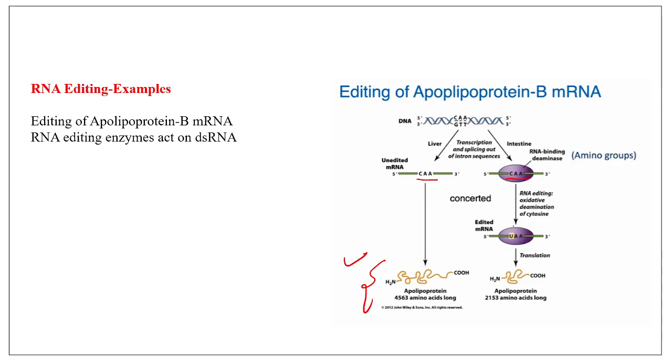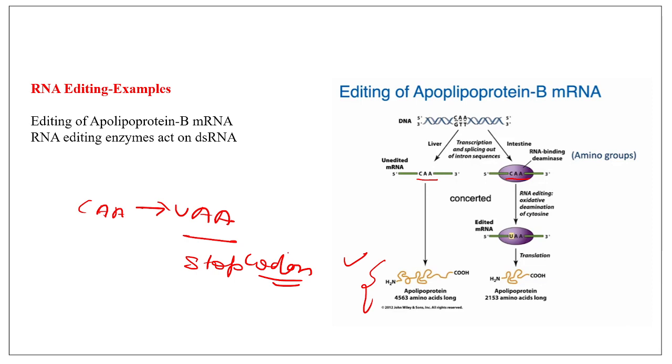Now UAA, UAG, UGA, these are the stop codons. What has happened? Because of the deamination of cytosine, it is converted into uracil, and from CAA it now became UAA. That means it became a stop codon, and because it became a stop codon, it will stop the synthesis of the protein. So this protein would only be 2000 amino acids long, half of the length of the protein.